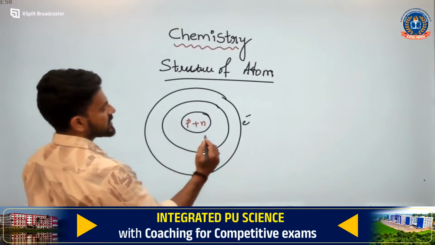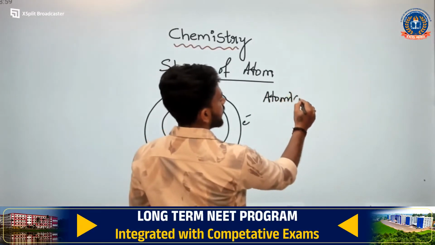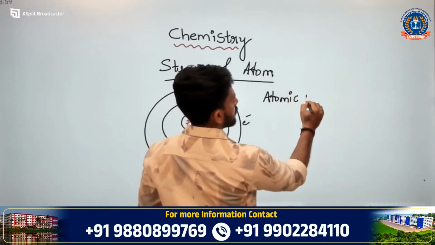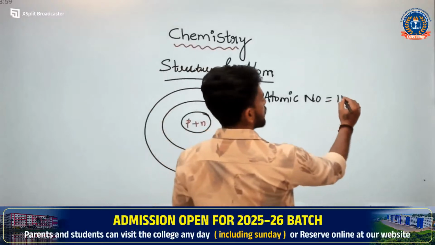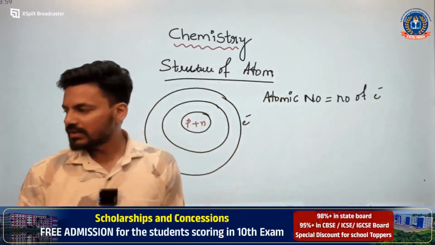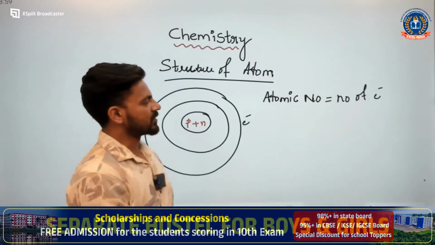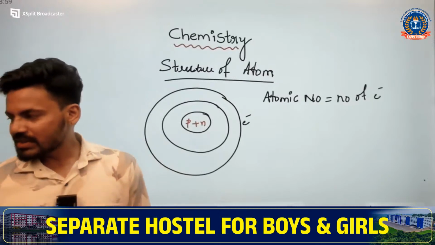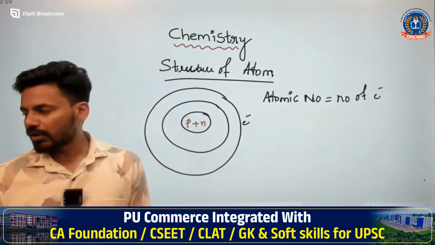So what is atomic number? It is the number of electrons present, isn't it? Yes. So what is atomic number? The number of electrons present. The same number of protons is also present, correct? So the number of electrons is equal to the number of protons.